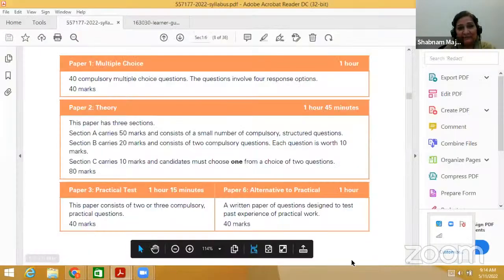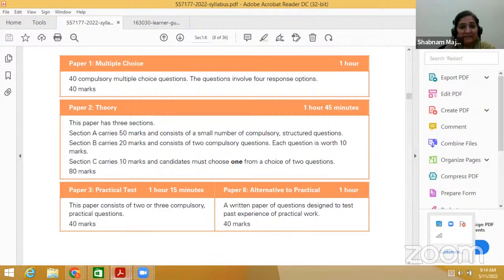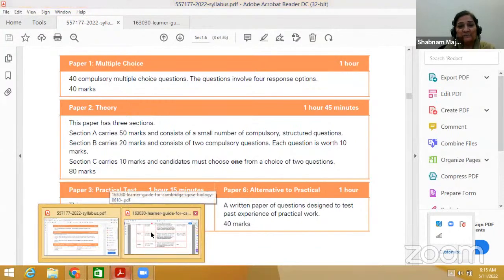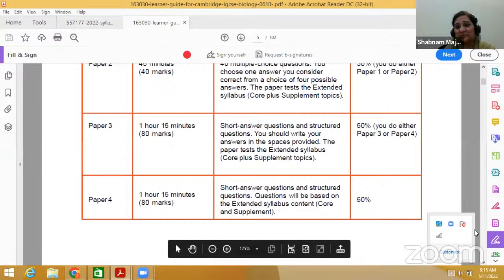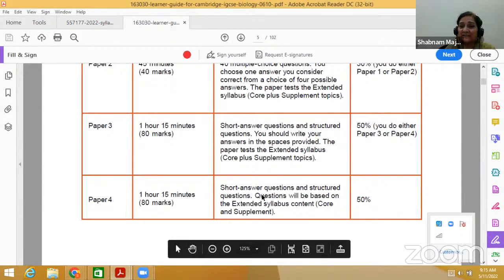First of all, for IGCSE, you have the extended paper and you have the core paper. Those who will be taking the extended paper, tomorrow you are going to have paper 4, which is a theory paper, and it will be 1 hour 15 minutes, as you must already know. Total marks 80, with short answer and structured questions, and all questions are based on the extended syllabus content as well as core and supplement.